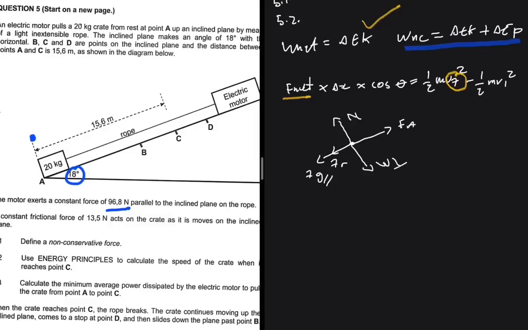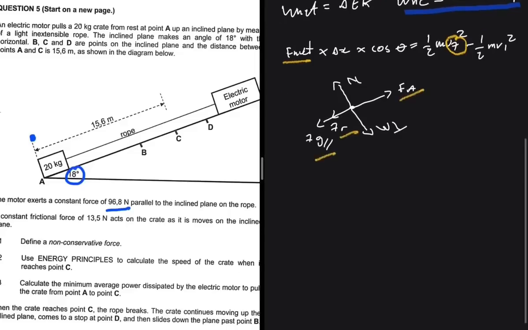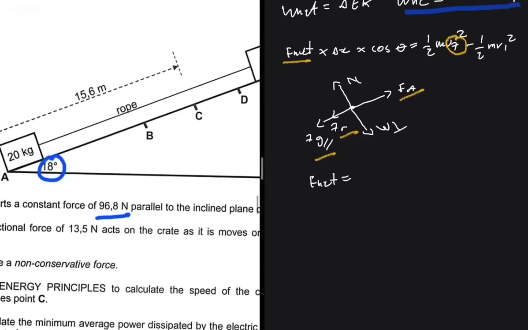The normal force and the weight perpendicular are not going to do any work on the object. So we are interested in the force applied by the electric motor, the frictional force, and FG parallel. If we find the net force there, it equals the force applied, which is 96.8, minus the opposing forces: the frictional force, which is 13.5, minus FG parallel.